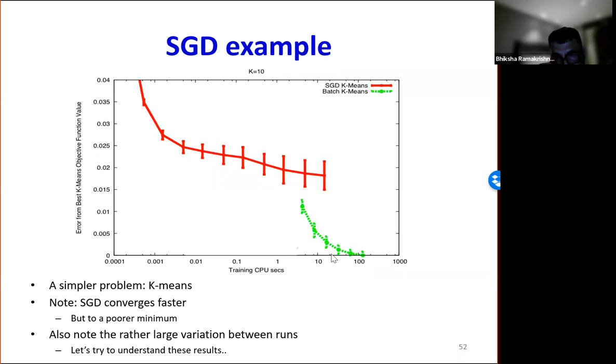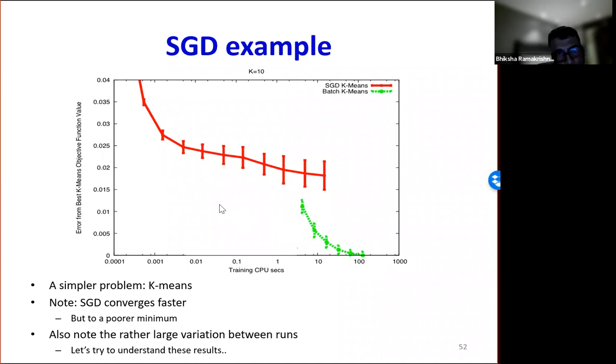Batch takes much more time. Remember, this x-axis is logarithmic. It takes longer to converge, but it converges to a much lower error, and the variation in the error across runs is also smaller.